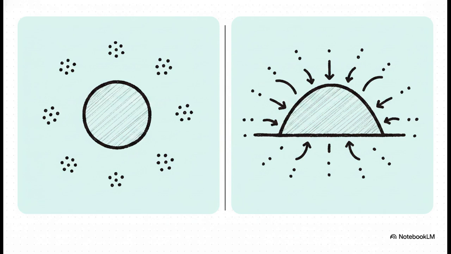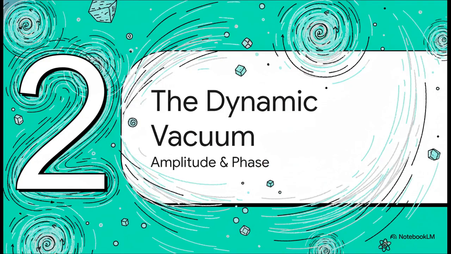But DVFT proposes a much deeper physical origin. It argues that these voids are not passive leftovers at all. They are active vacuum gravity hills. So instead of just lacking matter, the vacuum of space in these regions is actually structured in a way that actively repels matter. Moving right along to Section 2, the dynamic vacuum.